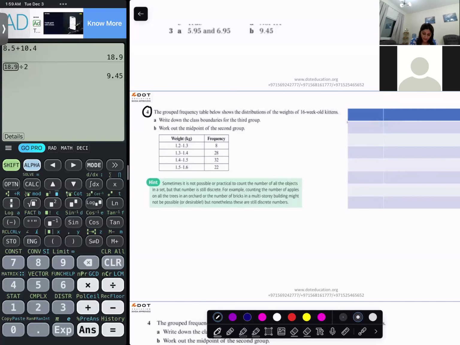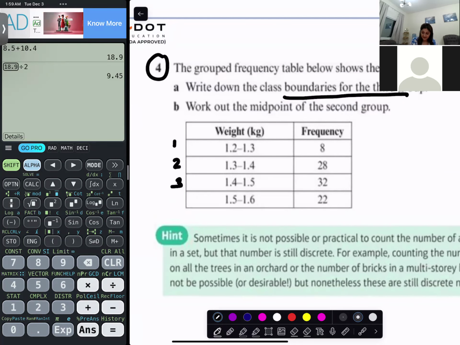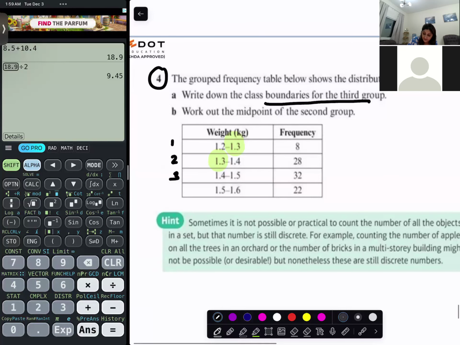Let's go to question number 4. Write down the class boundaries for the third group. This is my first, second, and third. The first thing I will always check is whether the data is continuous or not. Since the upper bound of the first repeats the lower bound of the second, data is continuous. So if I'm supposed to write the class boundaries of the third group, I will directly write the lower bound and the upper bound. So it is 1.4 and 1.5.